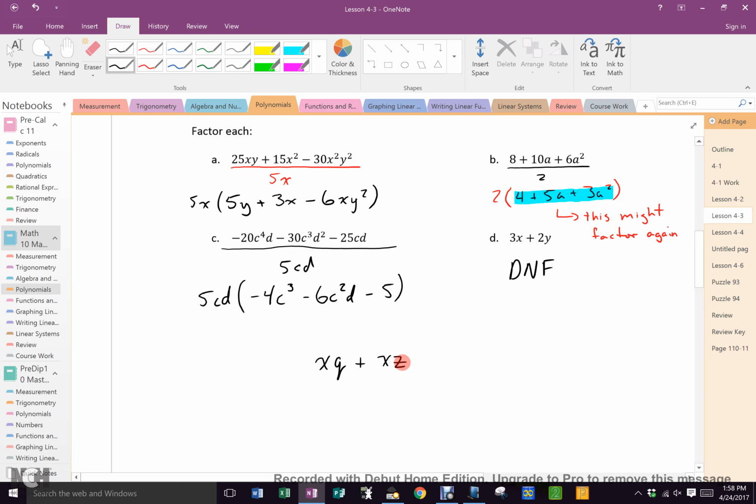Why? Because X is in both of them. So what would you divide that by? X, and then what would your answer be? X, bracket, Q plus Z. Does everybody see that? Do I need numbers to factor? No. So when you get to number 3 on page 108 that has no numbers, are you going to be okay? I think you are. Go.